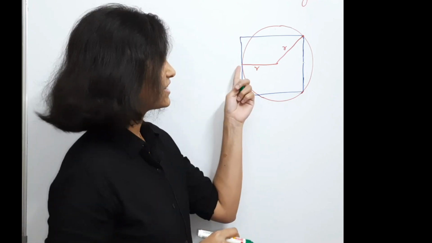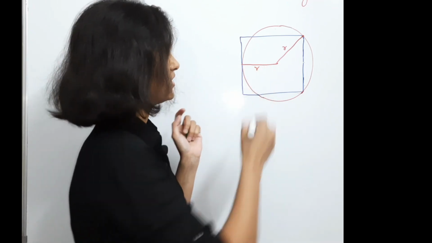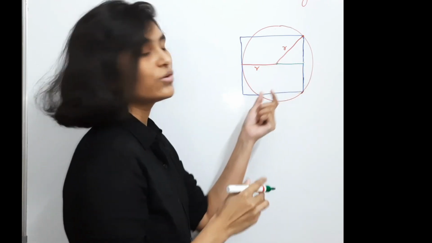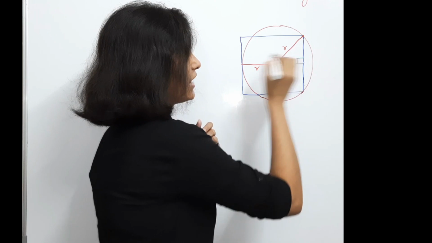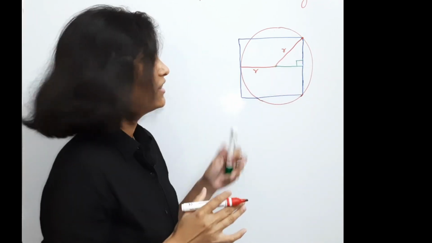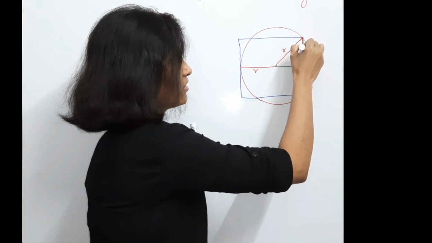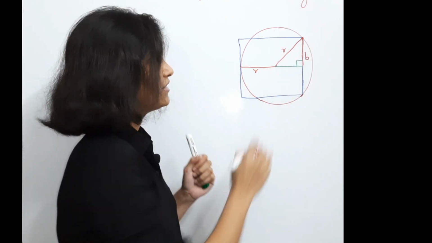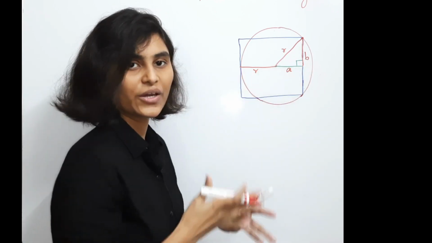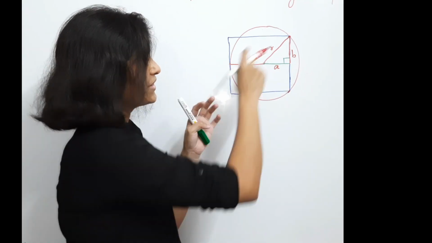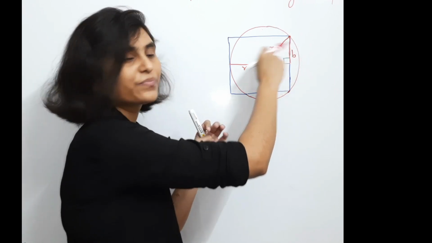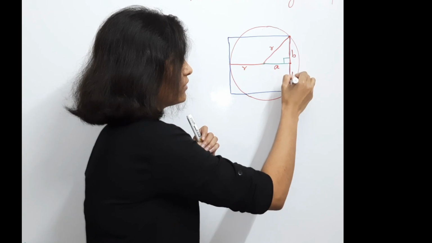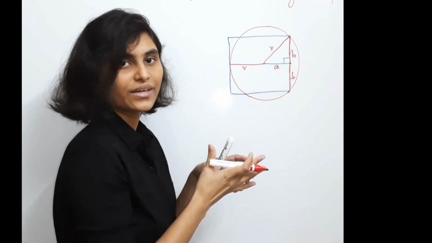Now let's extend this smaller line segment, that is the radius, like this. So the angle here is 90 degrees, right? Now let's denote this side by the letter B and this as A. So we have this segment as B. Similarly, look at this. Here also we have this segment as B, right?